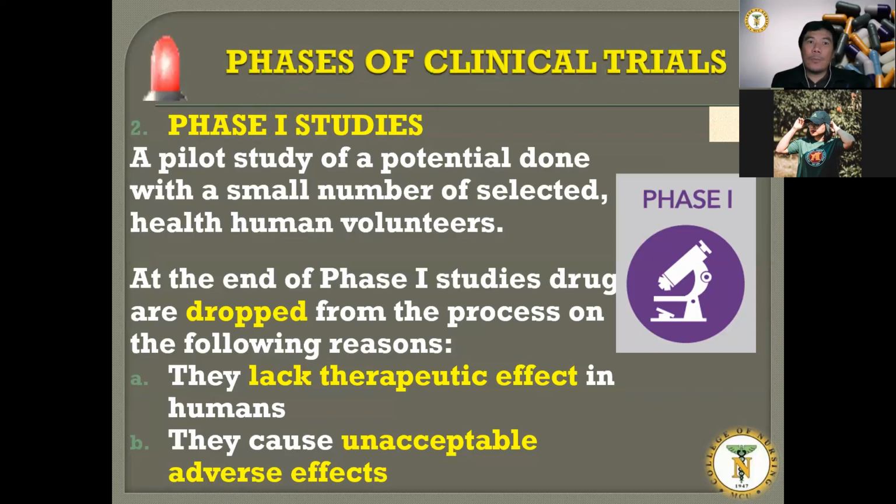But when is the time that a phase 1 study will be dropped, and may not proceed to clinical phase trial 2? First, if they lack therapeutic effect, meaning if the objective of the drug is to lower blood sugar but there is no significant effect on lowering the blood sugar. Second, if there are unacceptable drug adverse effects that could possibly cause harm to humans, or merong recorded na adverse reactions that cause harm to humans.